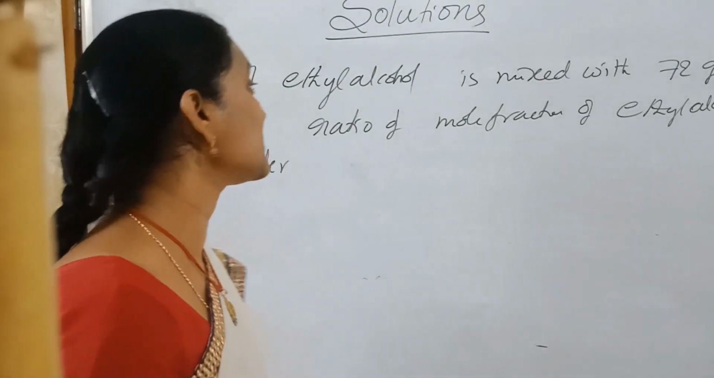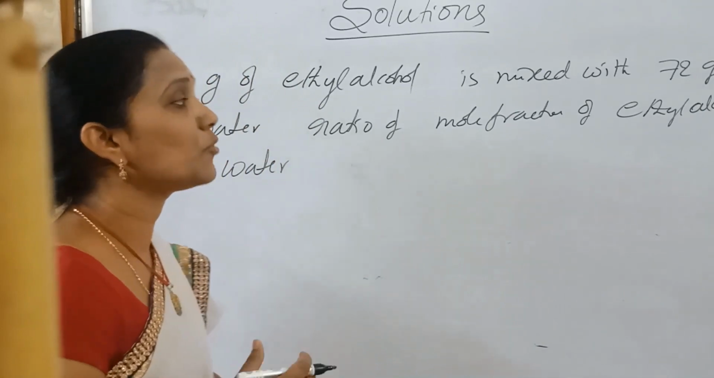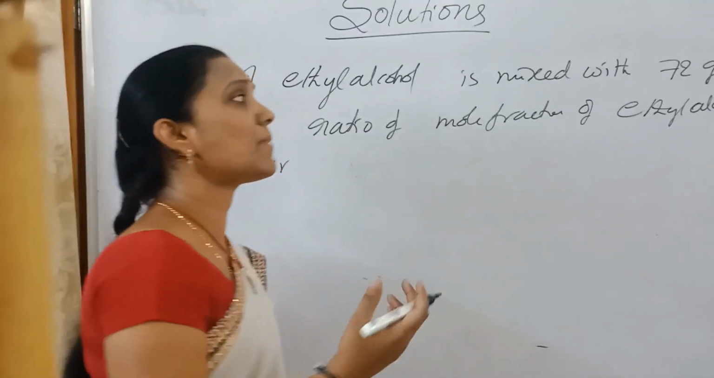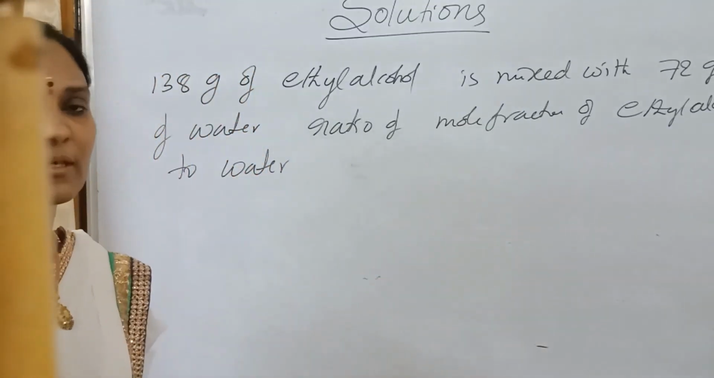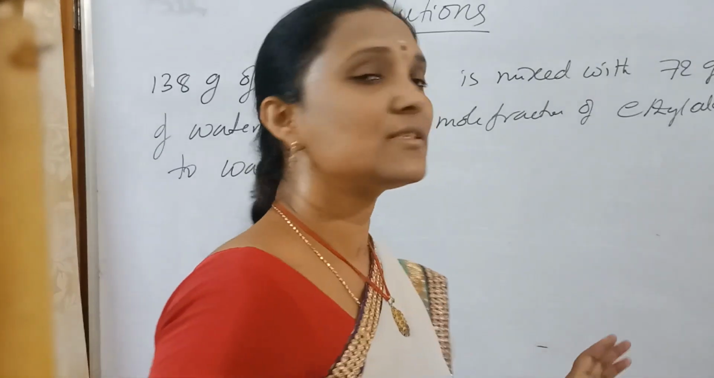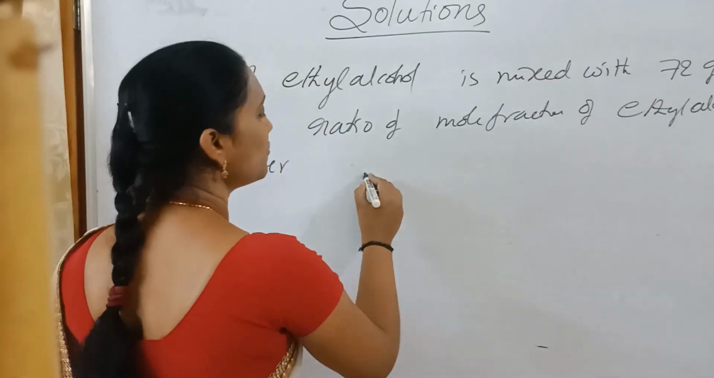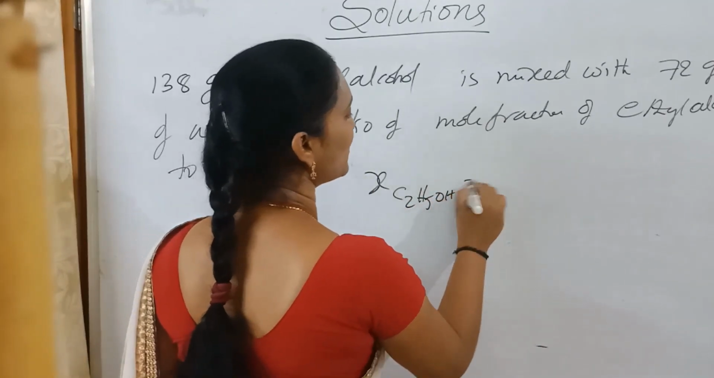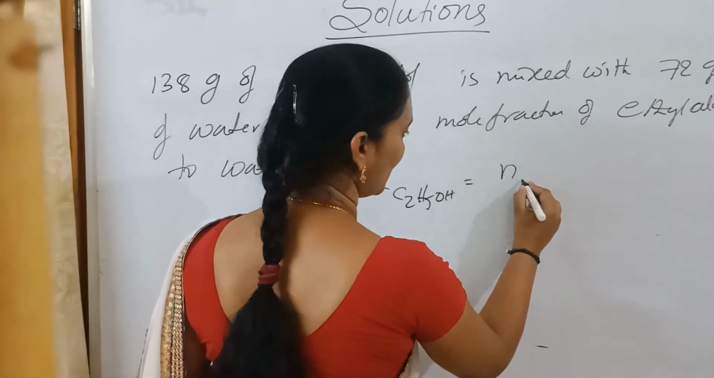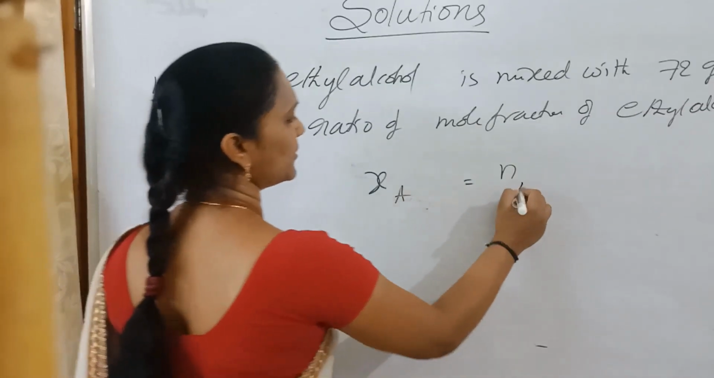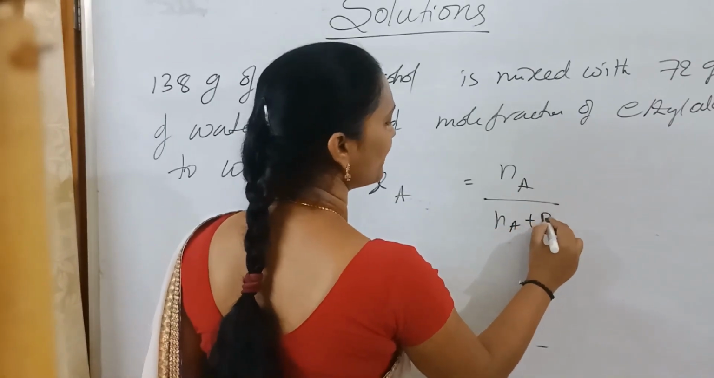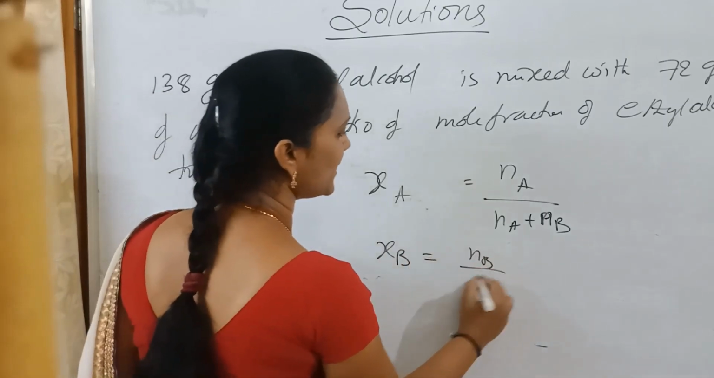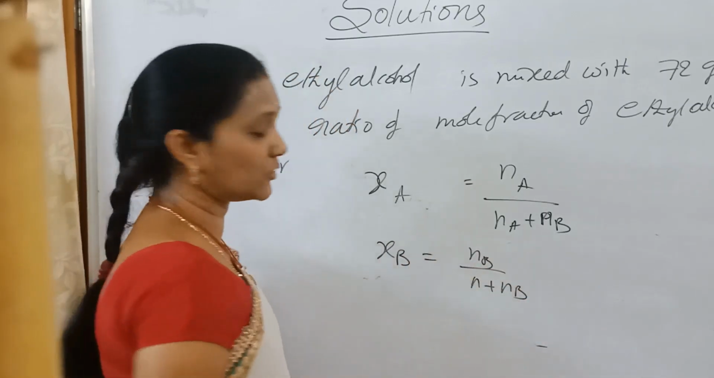So what is the relation? What is the ratio? So what are they asking? Just the ratio of mole fractions. The mass of ethyl alcohol is given, the mass of water is also given. What is the formula here? Mole fraction of ethyl alcohol, I am considering as A, is equal to number of moles of ethyl alcohol by Na plus Nb. Mole fraction of water, I am considering as B, is Nb by Na plus Nb. Number of moles by total number of moles.